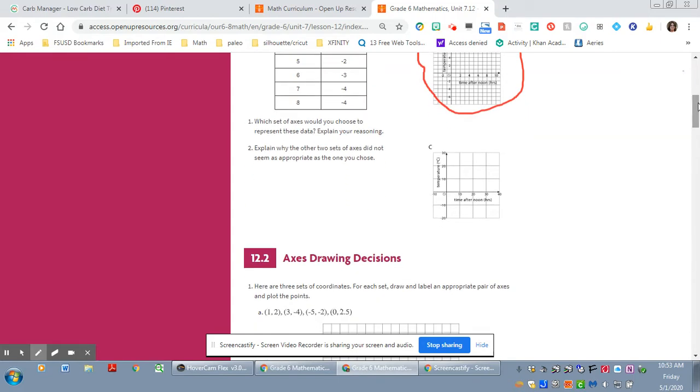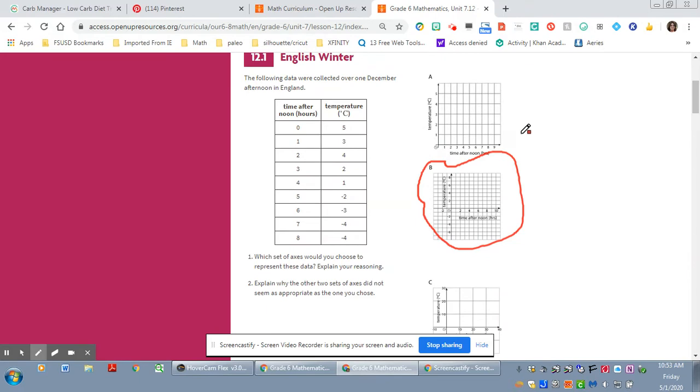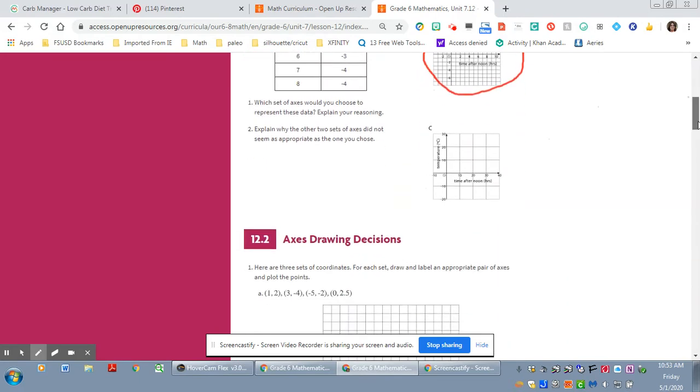Number 2 says, explain why the other 2 sets of axes did not seem as appropriate as the one you chose. Well, like I said, this one only shows quadrant 1, and C, the intervals are too high.